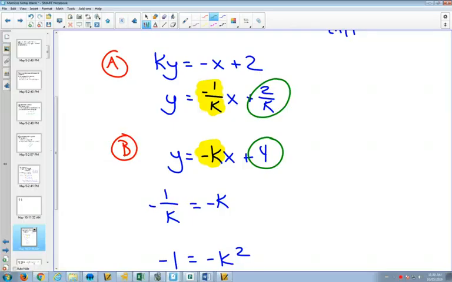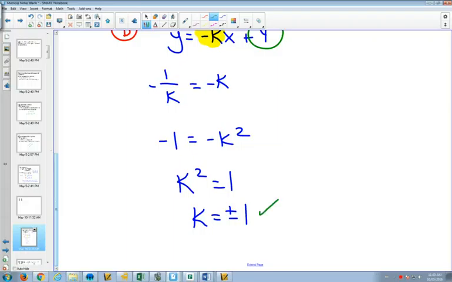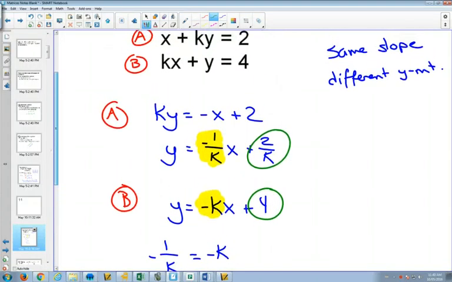But in this case, can you see when you plug in 1 for k, the y-intercepts are different? When you plug in negative 1 for k, the y-intercepts are different. So both k equals negative 1 and positive 1 both work. But if I would have changed the original equation to be a 4 here, which would make this a 4 there, then only negative 1 would work. Only negative 1 would get the slopes to be the same and still have a different y-intercept.